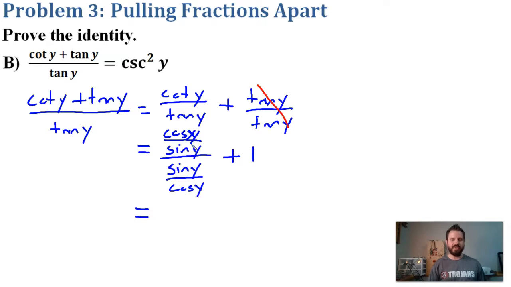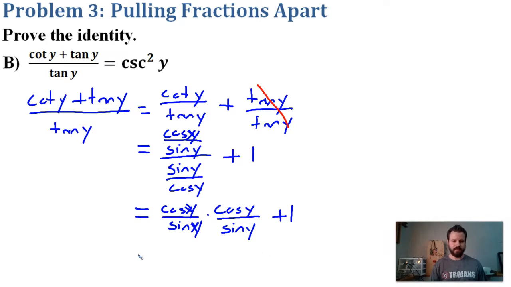Okay, let's take care of this division by multiplying. So first fraction right side up, we could say is cosine y over sine y. Second fraction flipped upside down will be again cosine y over sine y, plus 1. So what I'm going to have here then is cosine squared over sine squared. And I know that cosine over sine is cotangent, so this first piece is just going to turn into a cotangent squared, and then plus the 1.